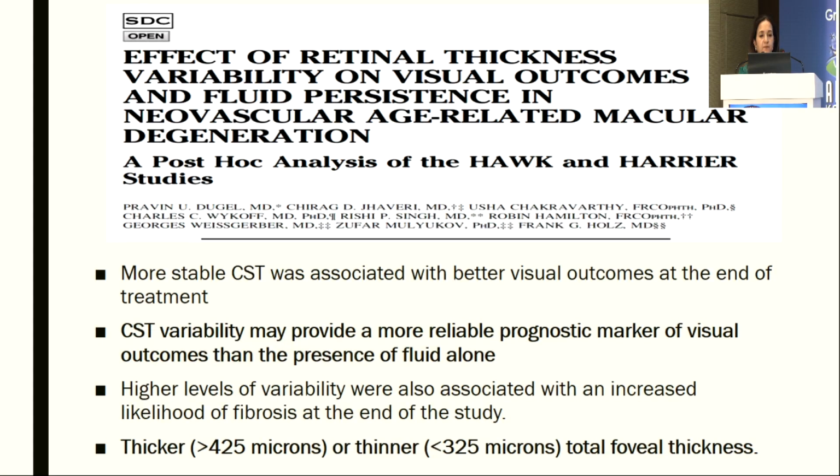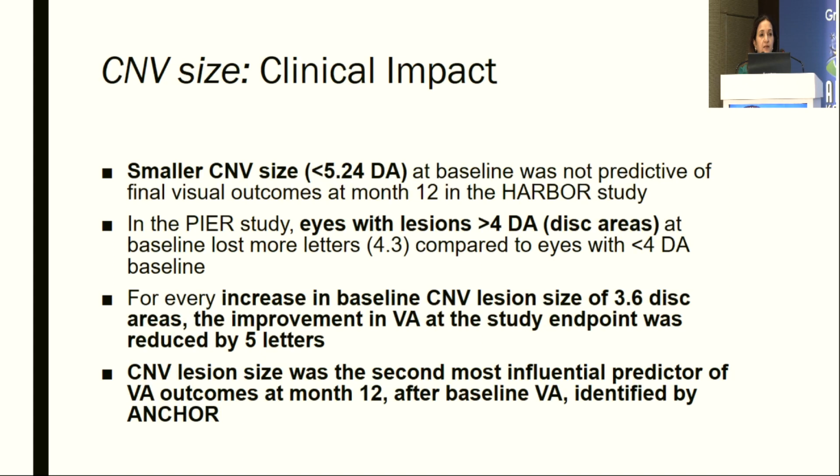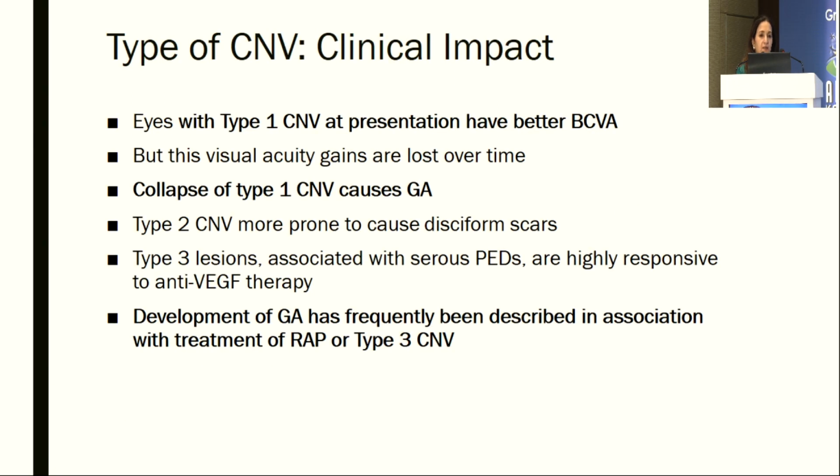OCT based parameters: most easily accessible is the central retinal thickness, but the central retinal thickness variability will determine the prognosis. If the variability is fluctuating, increasing or decreasing in thickness, or anything thicker than 425 microns, it is a poor biomarker. If it is very thin also, it's a poor biomarker. CNV size: a smaller CNV has a good prognosis, whereas with a larger CNV you have more chances of a drop in vision. Type of CNV, or rather we should say type of MNV.